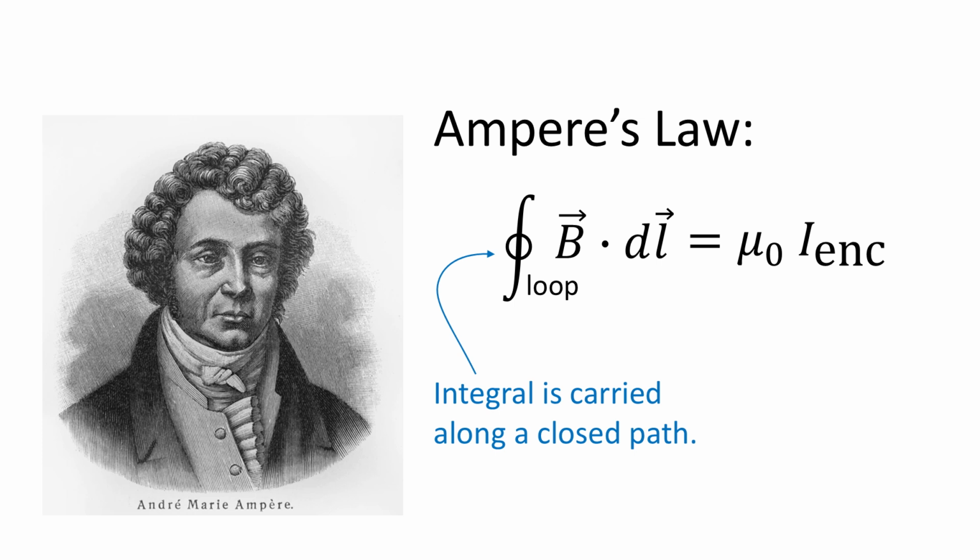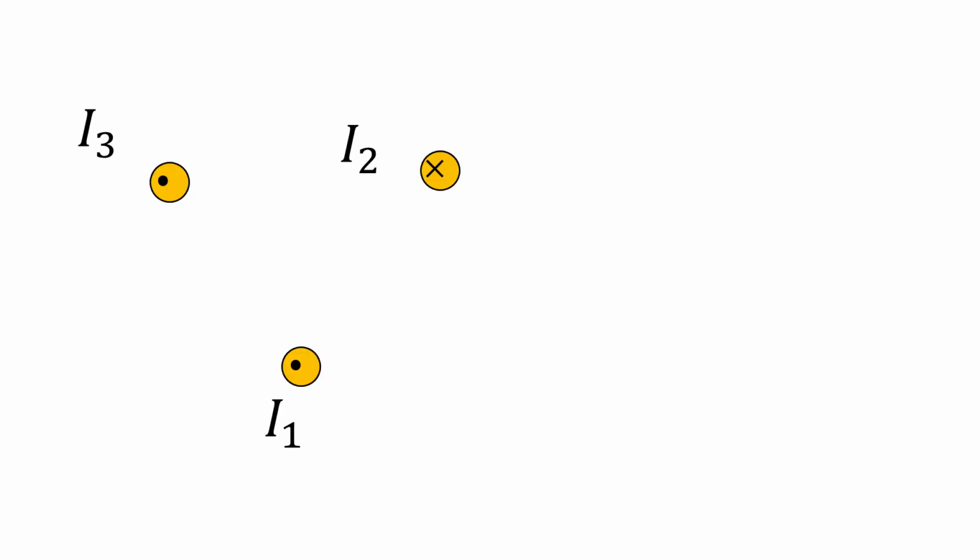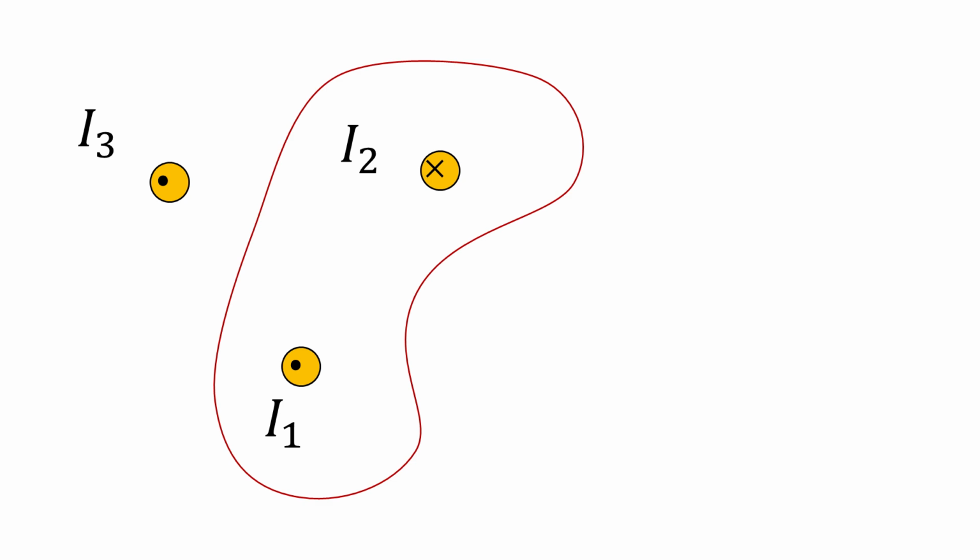Let's take a look at the interpretation of this equation. As a general situation, we assume three long straight wires with currents 1, 2, and 3 placed perpendicular to the page. Currents 1 and 3 point out of the page and current 2 points into the page. An arbitrary Amperian loop lying on the plane of the page encircles currents 1 and 2, and we arbitrarily choose the counterclockwise direction of integration.